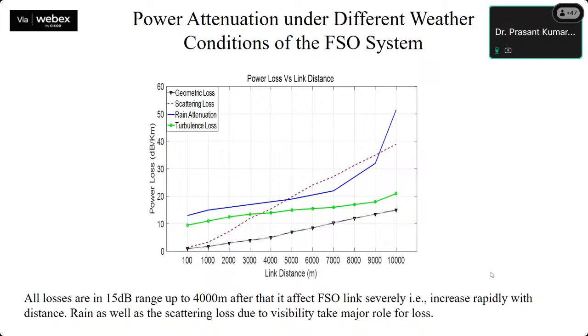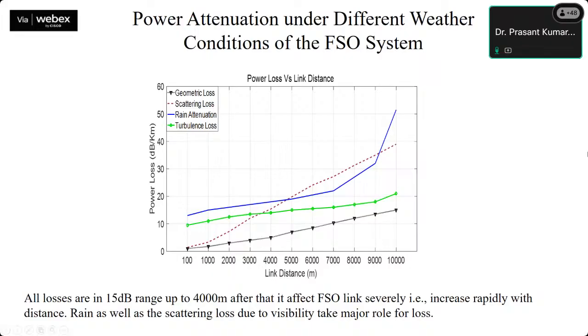Here you can see the attenuations under different weather conditions for the FSO systems. So we have included geometric loss. The geometric loss is shown here by these inverted triangles, the turbulence loss by these green lines, the rain attenuation by the blue lines, and the scattering loss by the red lines. So all these losses together will affect your link range, or you can say the reachability of a designed system.